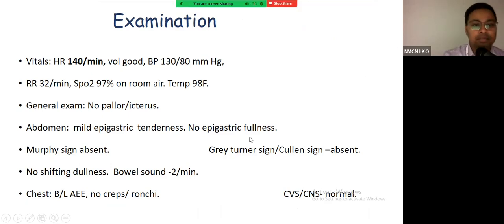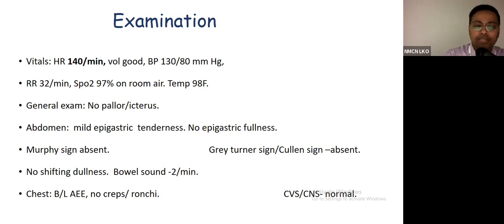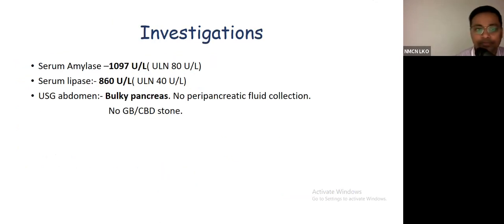We went ahead with the examination. The findings in the child were tachycardia. The blood pressure was on the higher side, at the 90th centile, but not above it. There was mild tachypnea, but the saturation was 97% on room air. On general examination, no pallor or icterus. Per abdominal examination, there was mild epigastric tenderness, while there was no epigastric fullness. Murphy sign was absent, Grey Turner and Cullen signs were absent, and there was no shifting dullness. Rest of the systemic examination was normal.